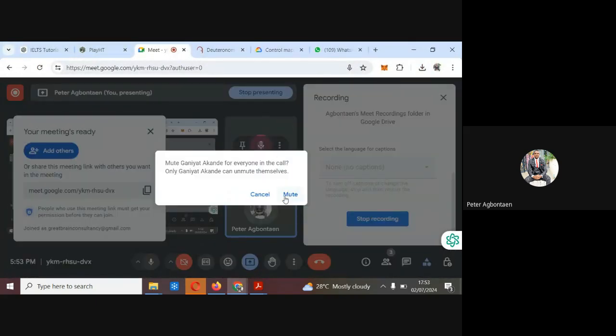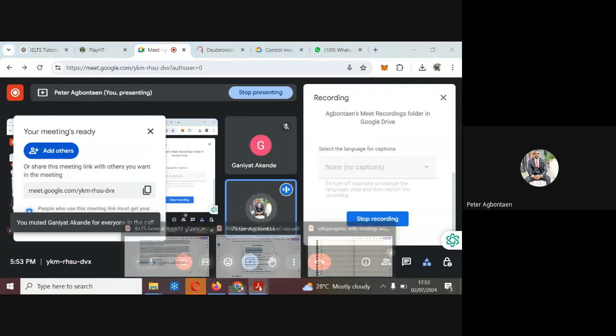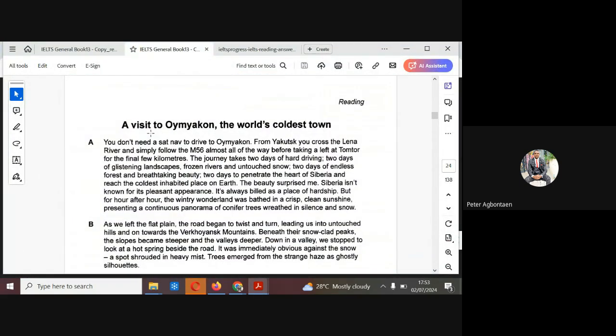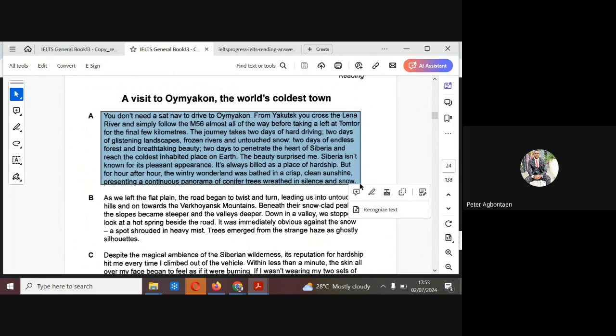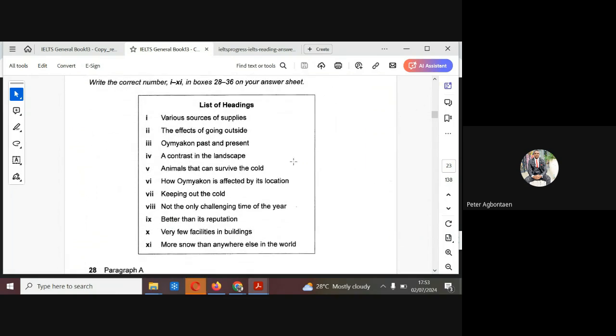So what do they want you to do? What they want you to do, I said, is for you to read each of these paragraphs. So that means you read paragraph A, and when you read paragraph A, you've got to understand the main idea of paragraph A. So you read paragraph A, you understand its main idea, and so you come to the list of headings and choose the heading that captures the main idea of paragraph A.